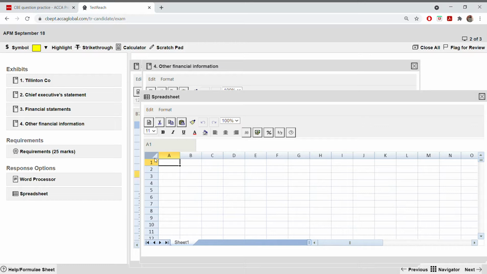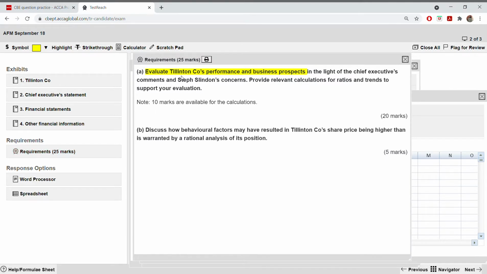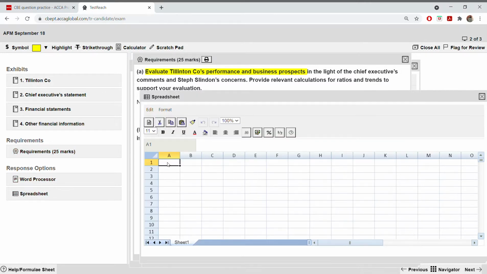And definitely this you can put in the appendix also. The requirement asks you what? Evaluate their performance. So to evaluate, the calculation will come in the appendix. If the question was calculate, then the calculation would be in the main answer. But now this you will put under the appendix.